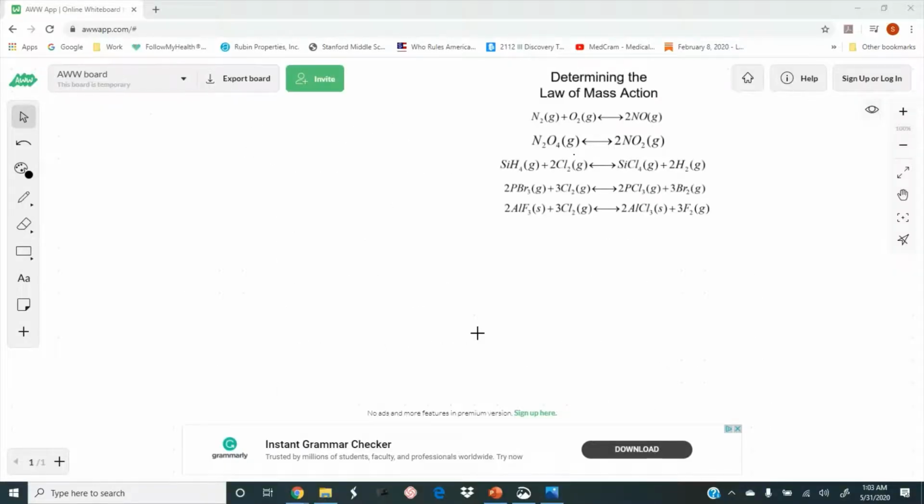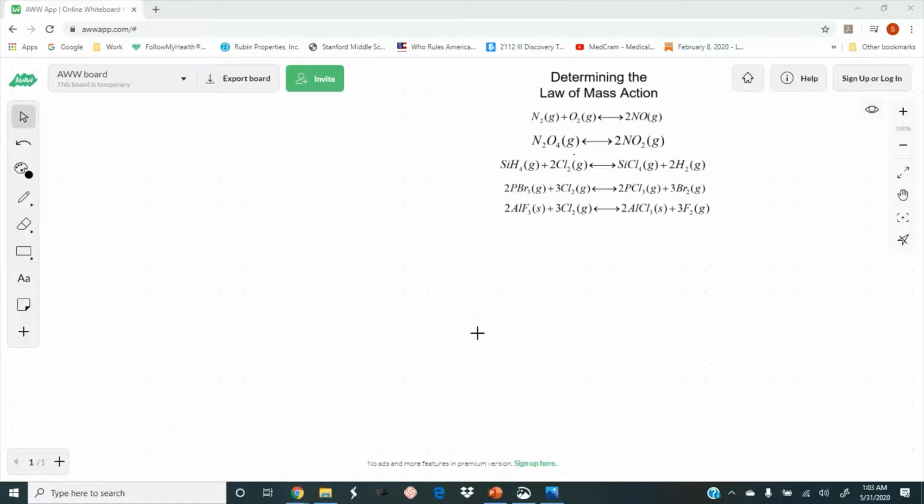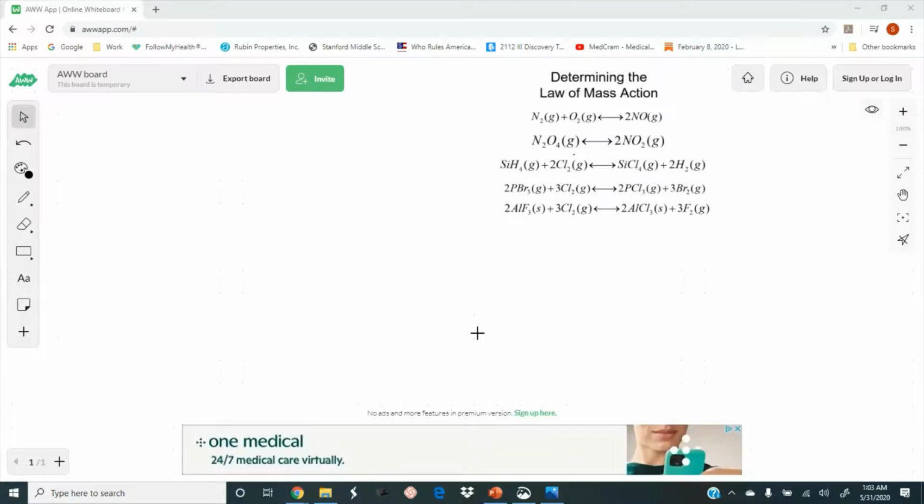Okay, for this first problem, it's really like 5 problems in one, but they're not really that hard as long as you can kind of see the pattern. So hopefully you can see this. Let me go ahead and do this. All right, so determine the law of mass action for these 5 different equations. So let's go do that. We might have to move some stuff around, but let's do that.